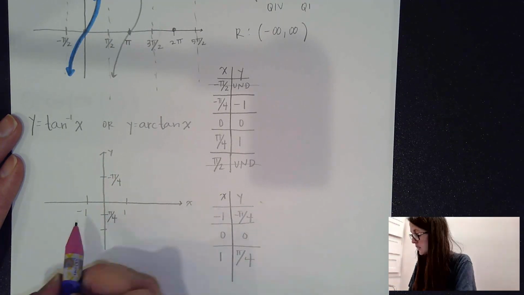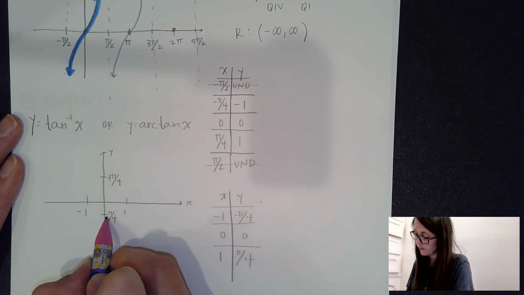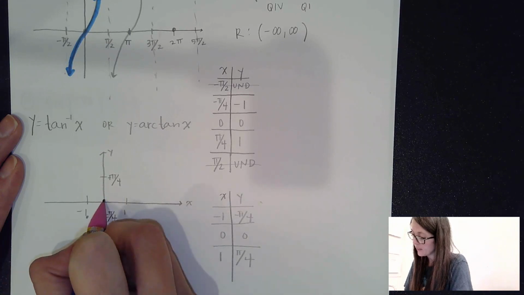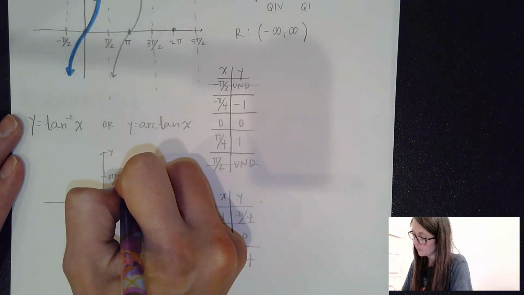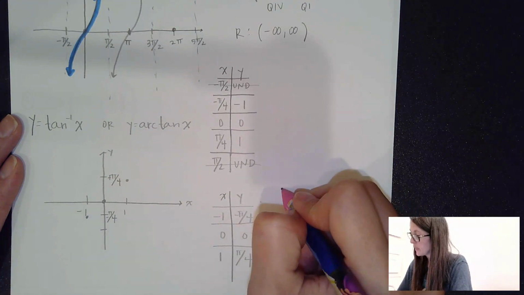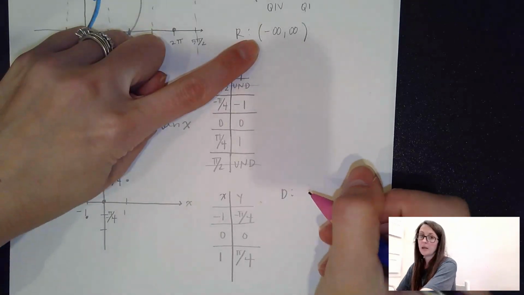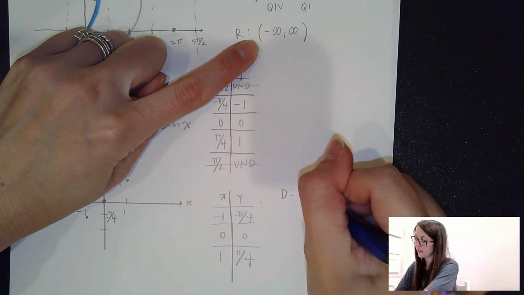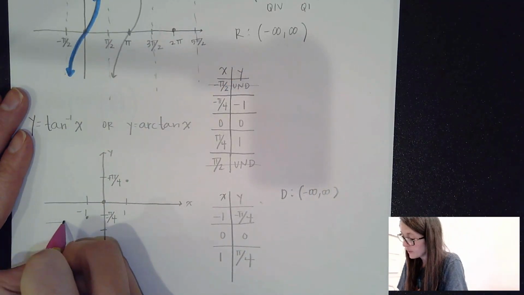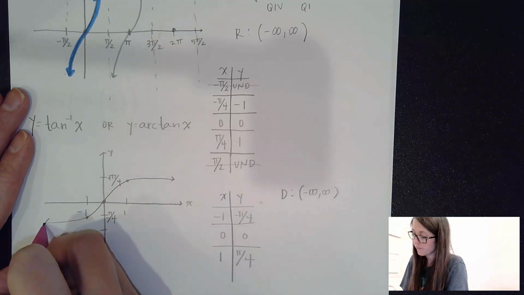Okay, so at negative 1, we're going to be at negative pi over 4, 0, 0, and 1 and a positive pi over 4. So the domain here is going to be the range up here, right? So it's going to be negative infinity to infinity. So that means that this graph is going to continue on in both directions here.